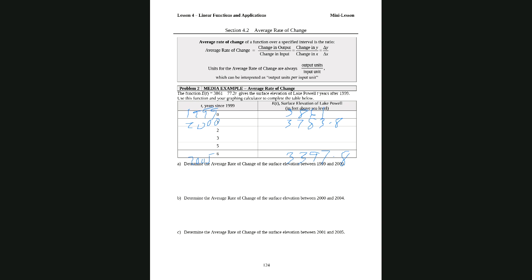Now determine the average rate of change of the surface elevation between 1999 and 2000. So we are looking at from 1999, t equals 0, and then t equals 1, right? 1999 to 2000. Now we know that the average rate of change is the slope. It's a change in y over change in x. So we could do y2 minus y1 over x2 minus x1. That's it. Equals the average rate of change.